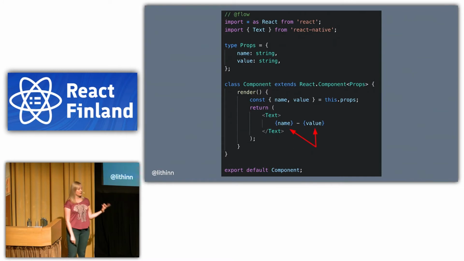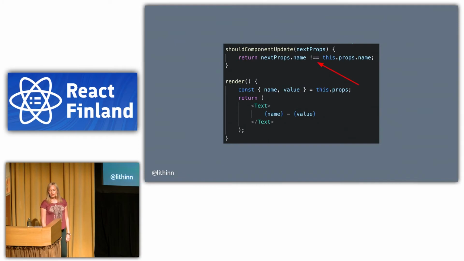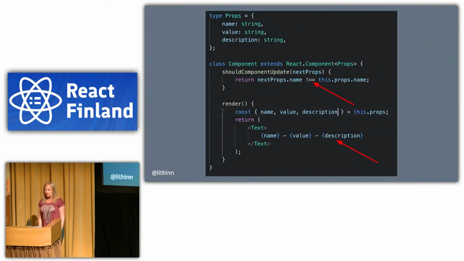Let's say I have a component that renders name and a value, and for some reason, I only want to re-render it when name changes. If the value changes, I don't want to re-render it anymore. So what I do is I do shouldComponentUpdate, and I just say, re-render it only when the name changes. 3 months later, another developer comes and says, okay, I need to add a description. I do care about the component re-rendering when description changes, but they don't notice that there is the shouldComponentUpdate. And that's where bugs come in.